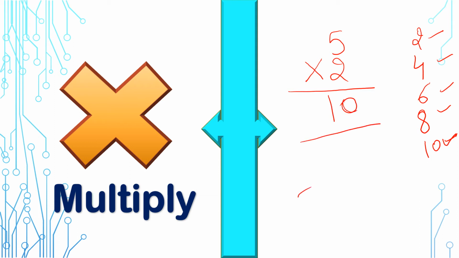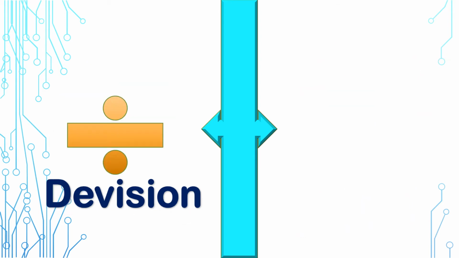Okay. You can also write it as 5 multiplied by 2 is equals to 10. Both are correct. So this is multiply. Next is division. So division is used for divide the numbers. So if we divide 10 by 2, okay, 2 5s are 10.